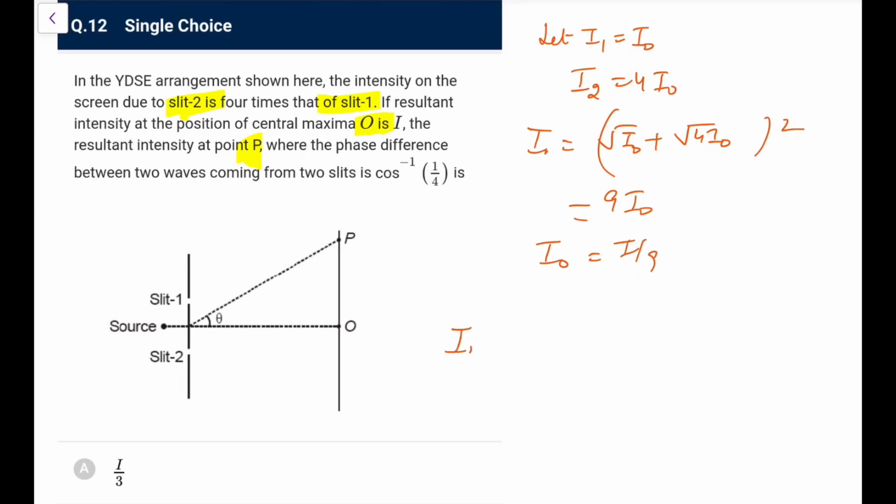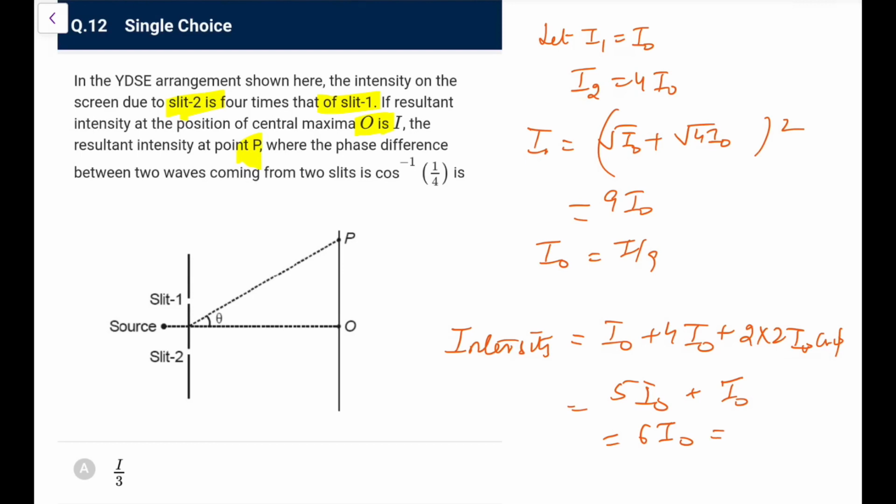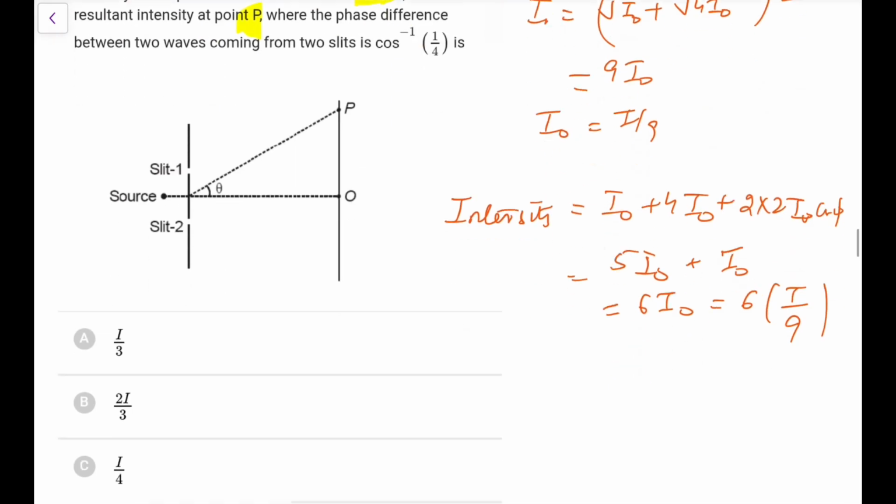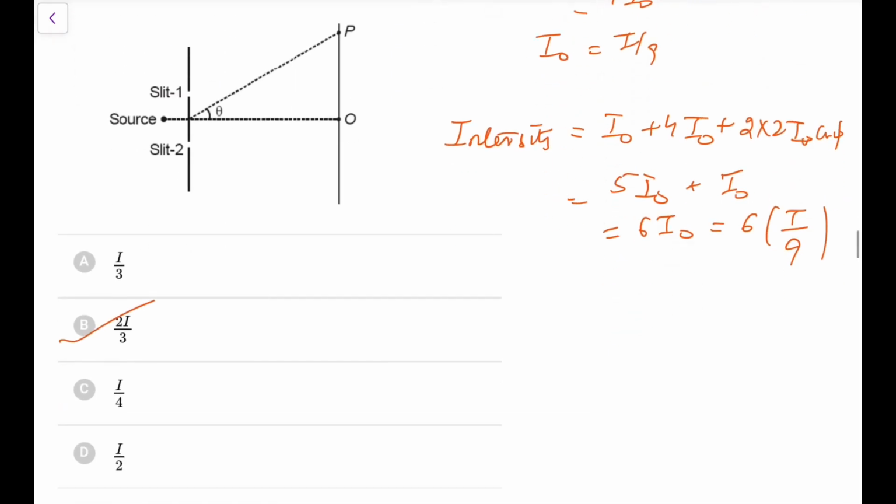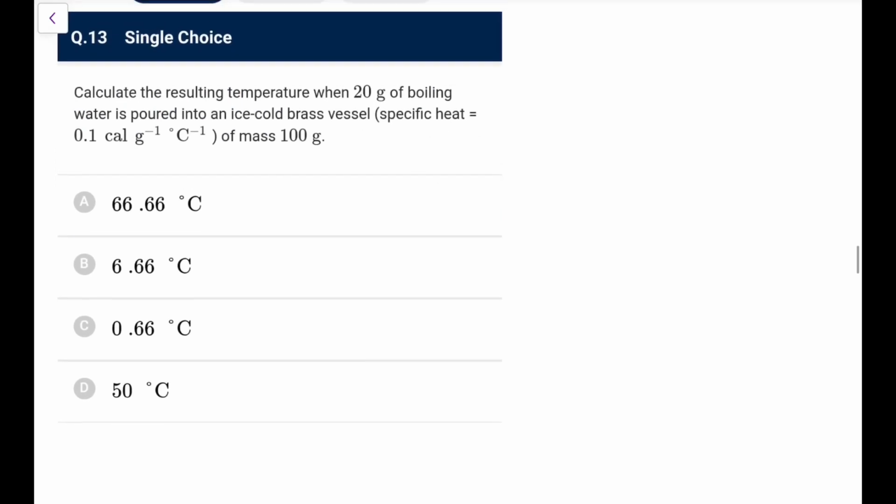Now at any general point, intensity can be written as I1 plus I2, that is I naught plus 4 I naught plus 2 root I1 I2, that will become 2 into 2 I naught into cos of phi. Cos of phi is 1 by 4 it is given, so 5 I naught, and because it is 1 by 4 it becomes I naught, that is 6 I naught. And 6 I naught, I naught as I by 9, so this is 6 I by 9, or you can say it is 2/3 of the intensity at the maxima. So go for option B, not a tough one, just go by systematic ways.